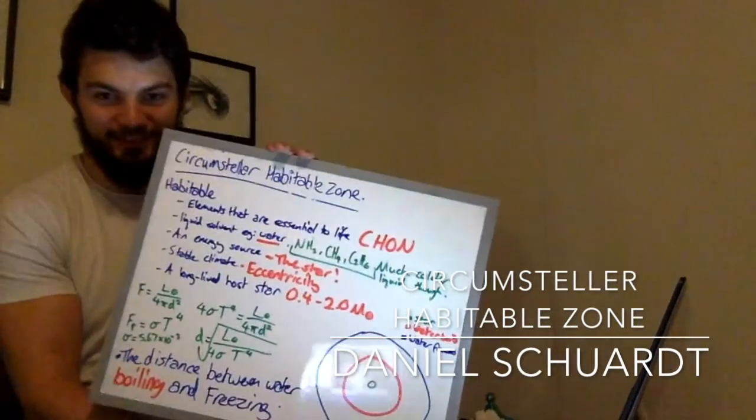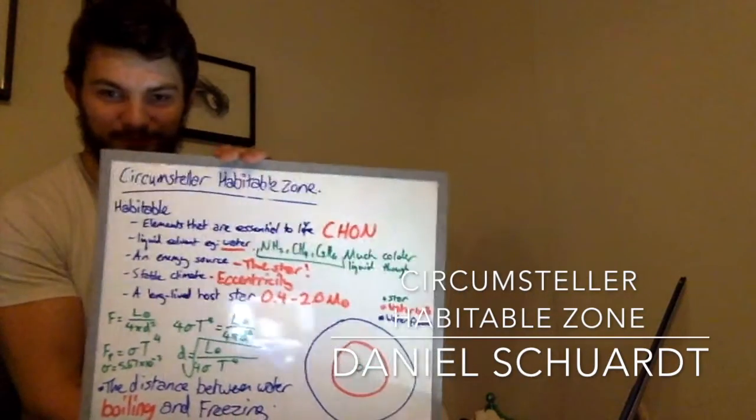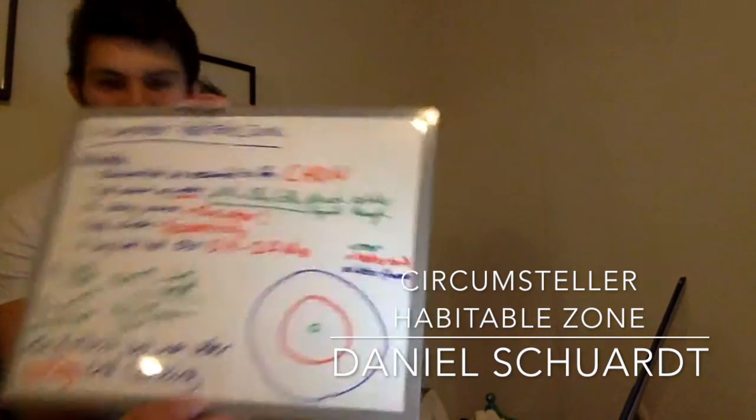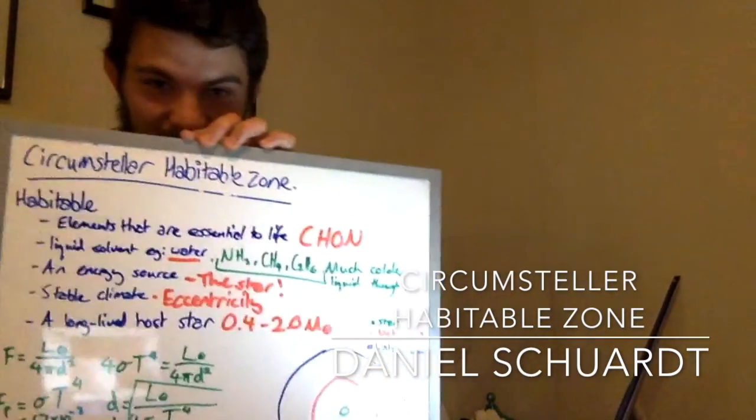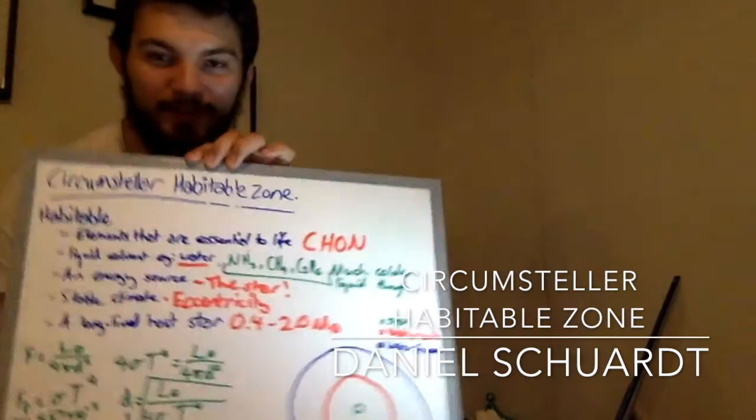Today we're going to talk a little bit about the circumstellar habitable zone. Basically, the circumstellar habitable zone is the distance between water boiling around a star and water freezing around a star. So here, with my exceptionally well-drawn little notepad gizmo, we're going to explore this in a little bit more depth. Here we have what it means to be habitable.